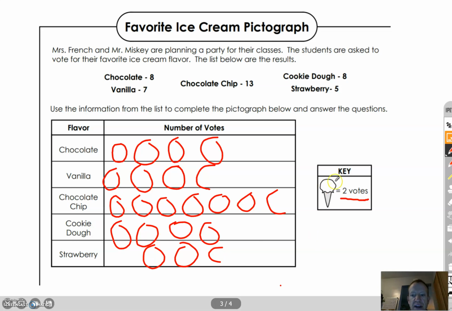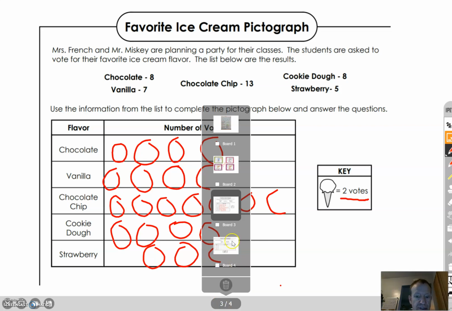So that is how you create them. I know the key says ice cream cone, but I would stick to a shape I know how to draw, and I would stick to a shape I know how to draw half of. So doing an ice cream cone or smiley faces are things that are tougher to decipher between big and half.